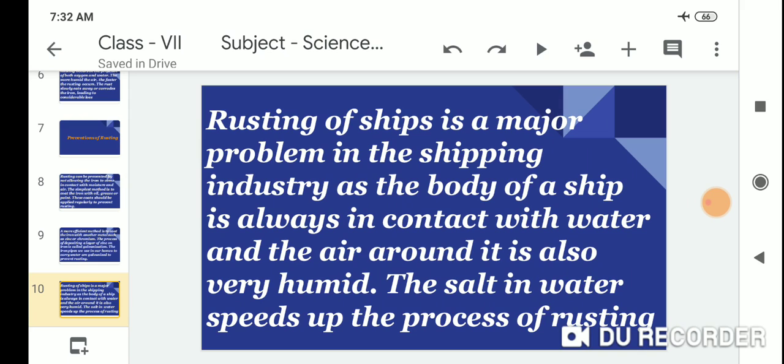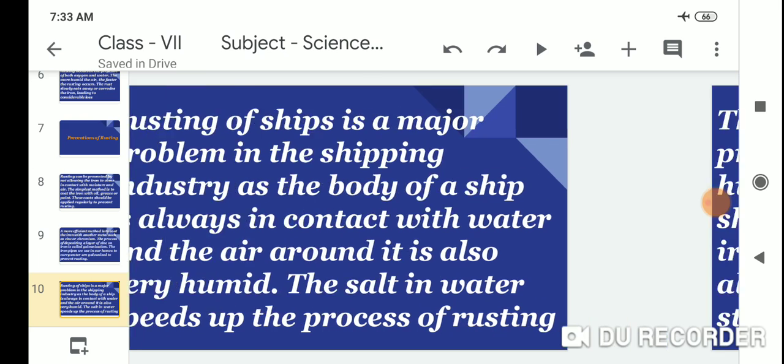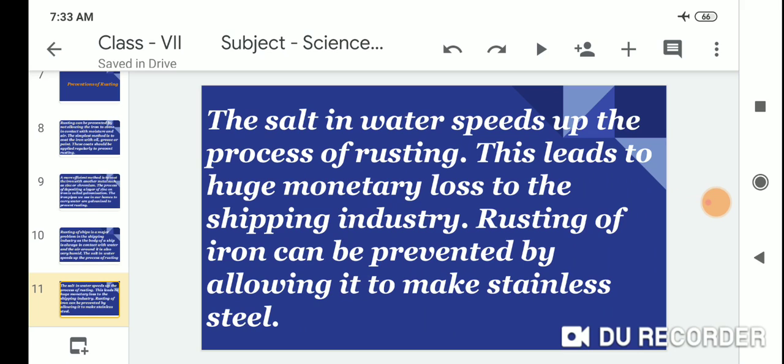Rusting of ships is a major problem. In the shipping industry, the body of a ship is always in contact with water, and the air around it is also very humid. The salt in water speeds up the process of rusting. This leads to monetary loss to the shipping industries.